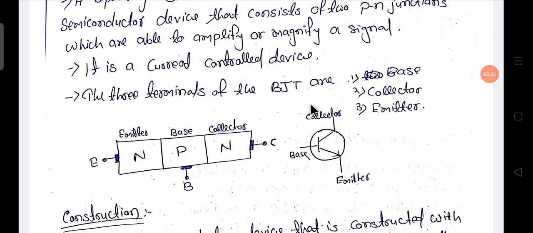This is the symbol of transistor. This is collector, base, emitter. Always the upper part is collector, this is base, and the lower part is emitter. And in the emitter there is an arrow sign. This arrow sign represents whether it is an NPN transistor or a PNP transistor. We will discuss it.